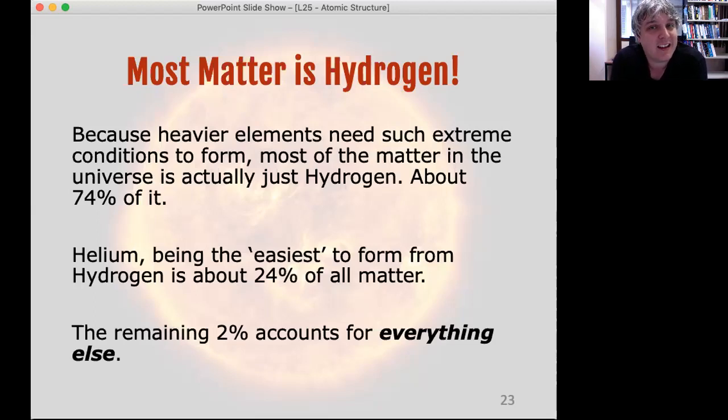And helium, which is the easiest one to form, right, just take two hydrogens and smush them together. It's still hard to form for us, but it's easiest to form in terms of the scale of forming different elements. Helium accounts for about 24% of all matter. And that means that we only have 2% of all mass in the universe left to account for everything else. Everything on the periodic table that is above helium only makes up 2% of all mass in the universe. So it's a tiny, tiny portion of all of that mass.